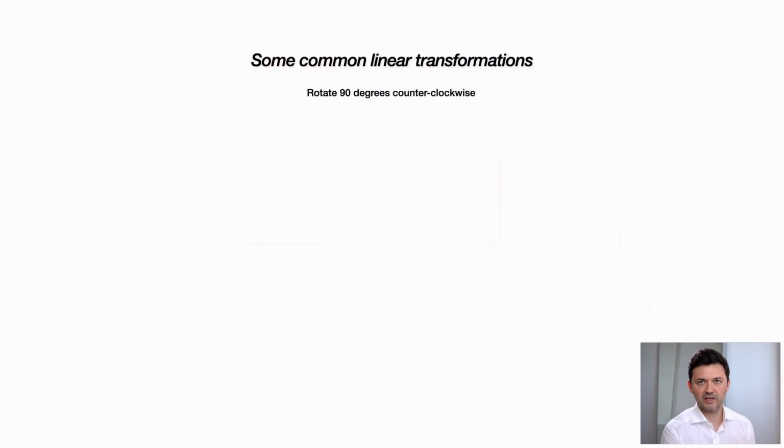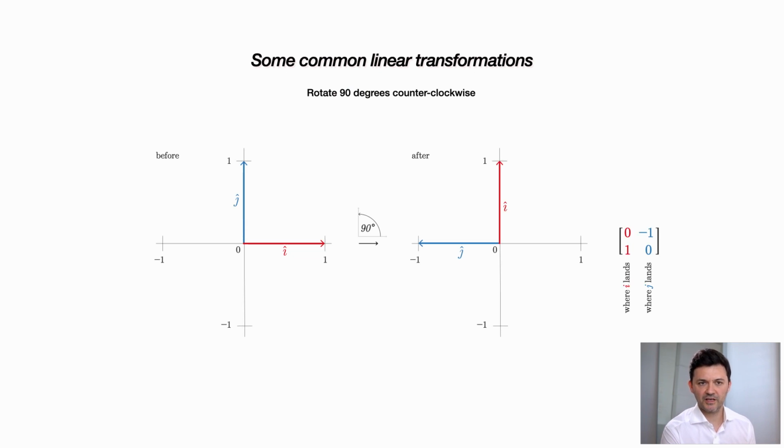If we wished to rotate the space 90 degrees counterclockwise, we just do the same thing. We rotate i hat and j hat 90 degrees counterclockwise around the origin. We get that the i hat lands on 0 and 1, and the j hat lands on -1 and 0. And then we get a matrix which fully describes the rotation of the whole space 90 degrees counterclockwise.